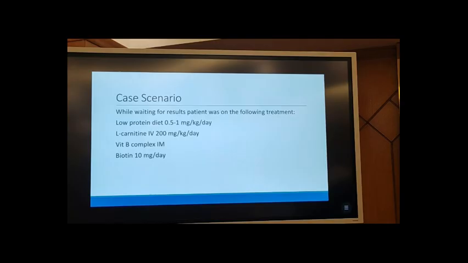So I have to give him this cocktail of vitamins, in addition to putting him on a low protein diet or cutting protein at least for 48 hours.